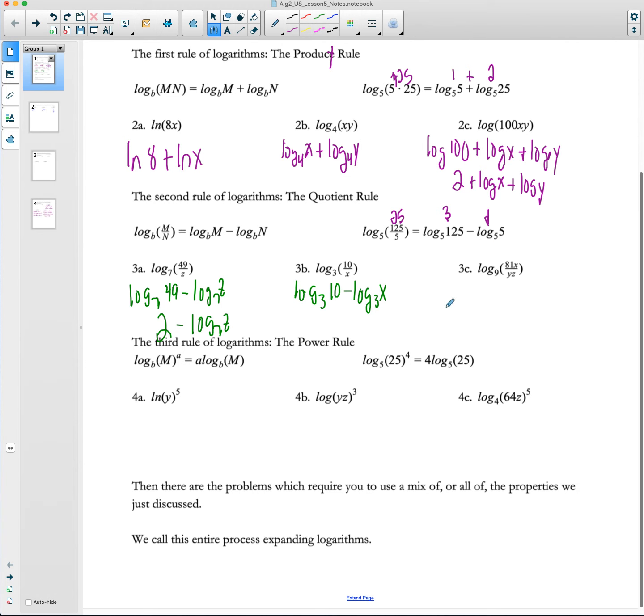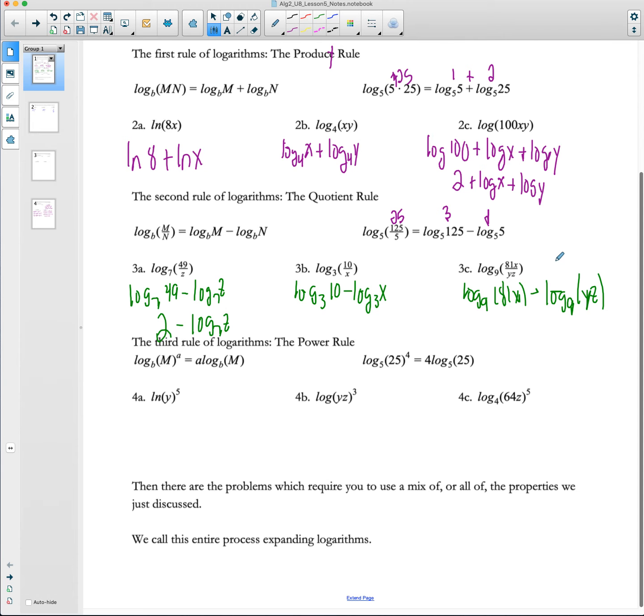So when I look at this, I'm going to use the quotient rule to write out log base 9, and I have to take the entire numerator here, which is 81x. Then minus the entire denominator. So log base 9 of the entire denominator, which is y and z. Notice that that is the quotient rule.